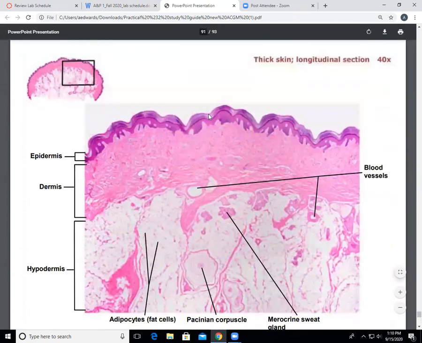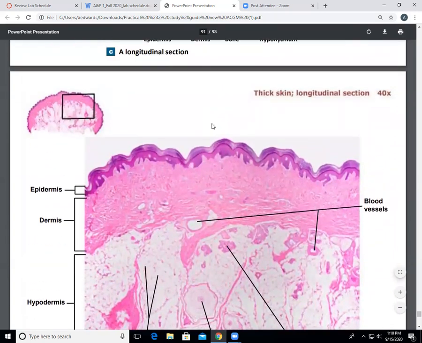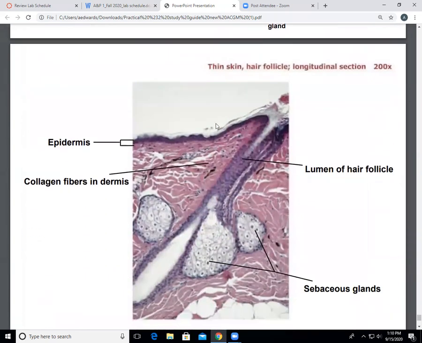Okay. Now this is 40x, but you would think with a 40x, if you go to 200x, everything would be expanded, right? But because it's thin skin, it still looks really small in comparison. All right, so here's another view. You can see a lumen or a hair follicle. And these little bubble areas there, these are sebaceous glands. Okay, they're secreting their oil into the hair follicle. So what I would want you to be able to identify is if you see something that looks like this, you should know these are sebaceous glands.